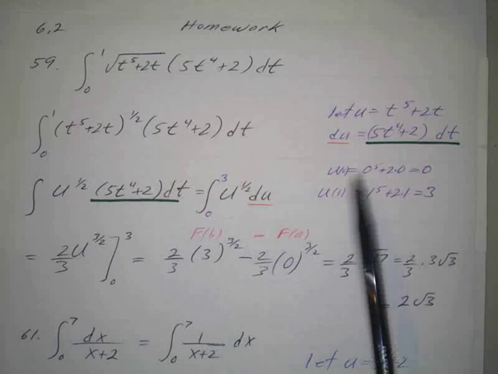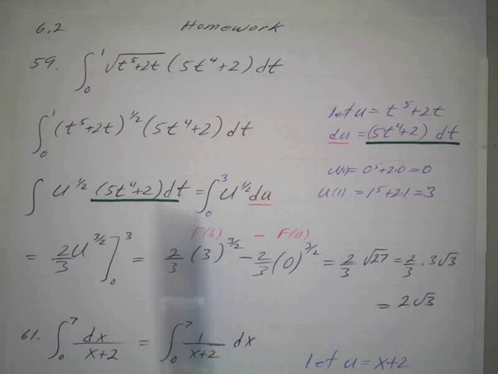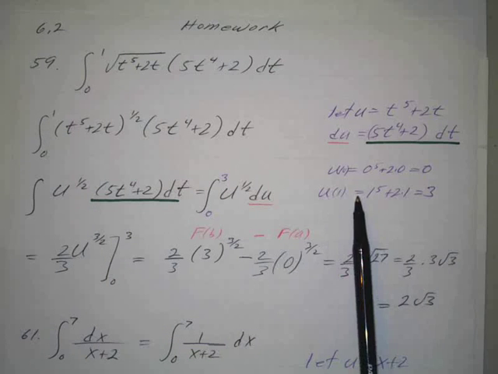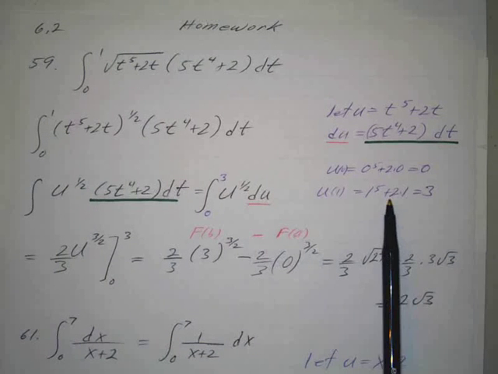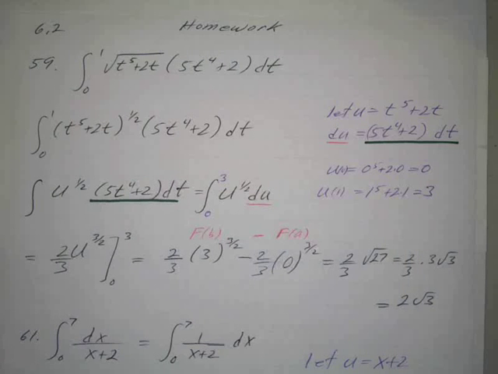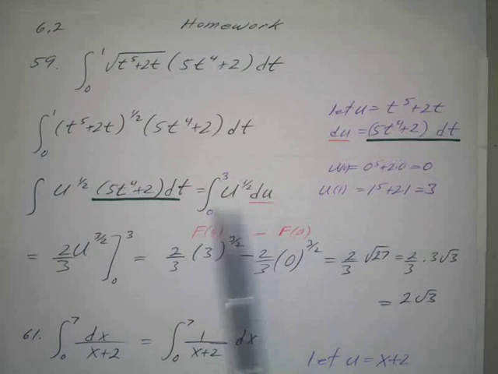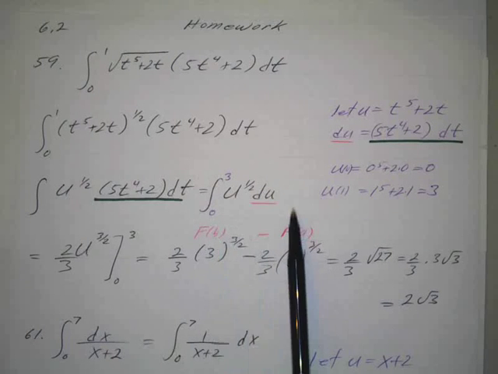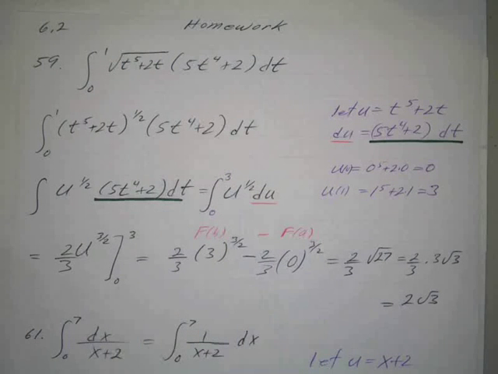So if I evaluate u at 0, I get 0. And then if I evaluate u of 1, I get 1 to the 5th, which is just 1, plus 2 times 1, which is 2, so I get 3. So there I'm all set, ready to go. Now this is a lot simpler. See how much simpler this is than this. So it's nice to leave it in terms of u.